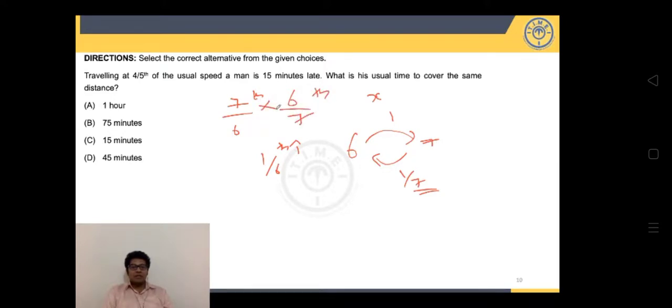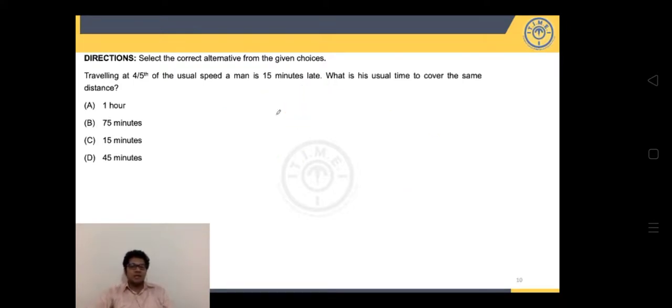See, that is why the 7s cancel, the 6s cancel, d equals s into t. So that is the concept here. This is the same as percentage increase and decrease. Right? Let's go to the next question.